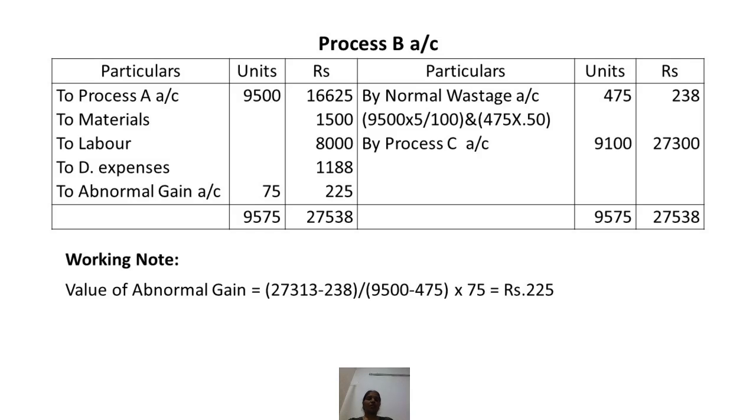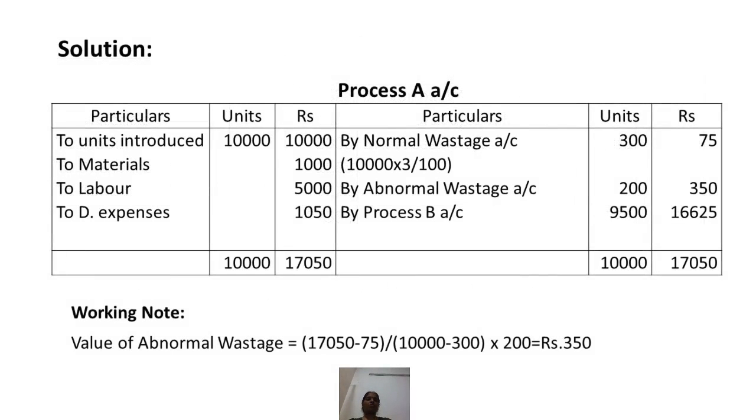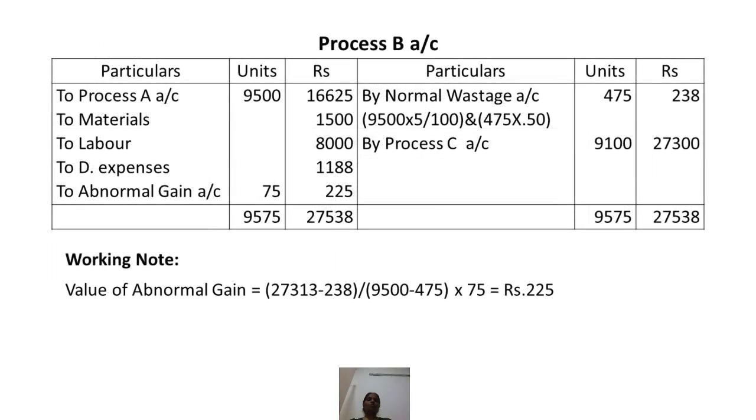625. You have to calculate from the previous account, that is here total is 17,050, and here the same total applies in the credit side also. 75 already we got, then we got even 350, then the rest of the amount is the balancing figure in process A, which is transferred to process B.